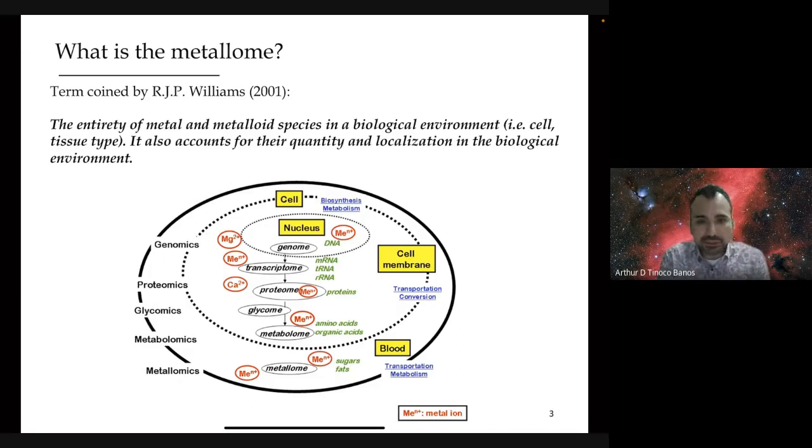So looking at this cartoon representation of a cell, you can see that in all components that make up the omics of the cellular environment, metals are closely affiliated with every feature. So I would say the metallome is quite affiliated with the genomics, the proteomics, lipidomics, metabolomics. So it's something that is pretty much ubiquitous in these areas.